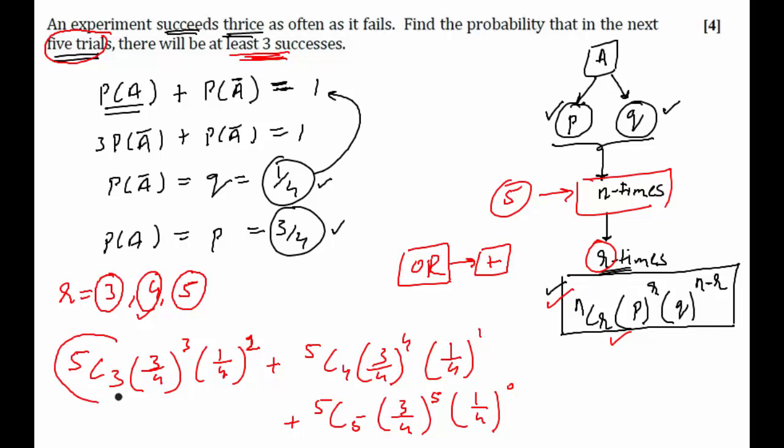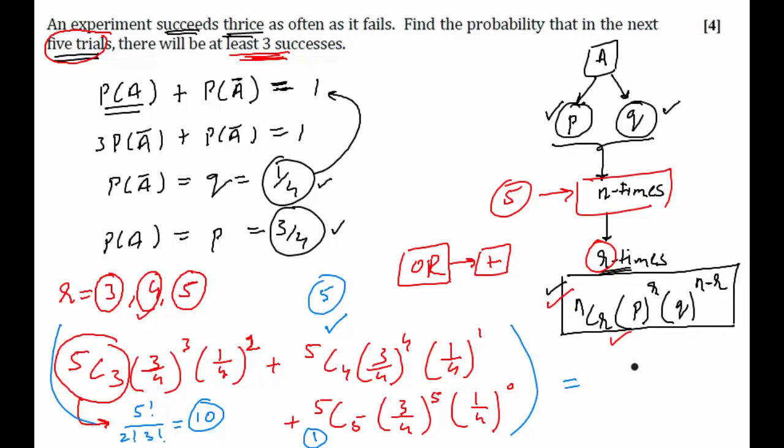If you have to find 5C3, let me tell you what will happen here. We are applying the standard formula: 5C3 is nothing but 5 factorial upon 2 factorial 3 factorial, which reduces down to 10. Similarly, you will find 5C4 equal to 5, and 5C5 equal to 1. Now you can calculate this value. The complete value will come out to be 459 upon 512. This is your final answer.